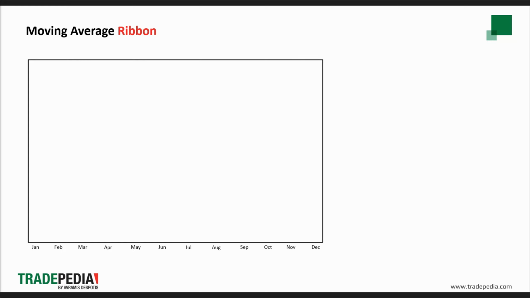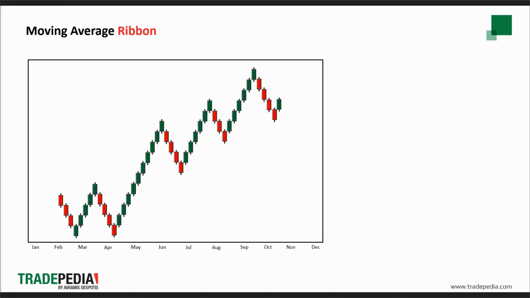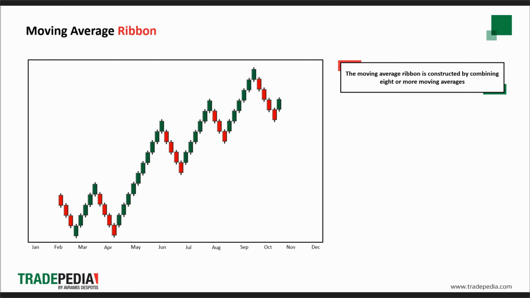So there are also other ways. There is also the moving average ribbon. It's constructed by combining 8 or more moving averages. There are lots of moving averages. It captures a variety of different time cycles.